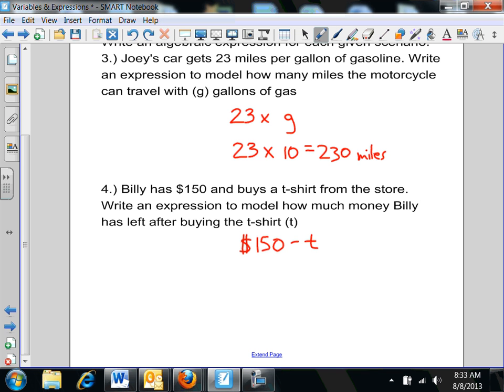Say the t-shirt was $25. We would do 150 minus $25. So Billy would then have $125 left. So that's our examples for today. We're working with variables and expressions, and we'll be doing some examples in class together.